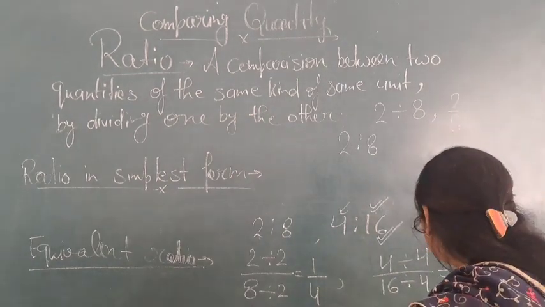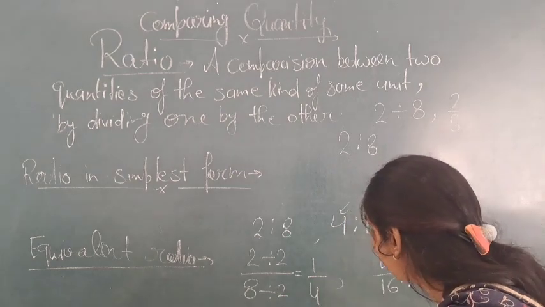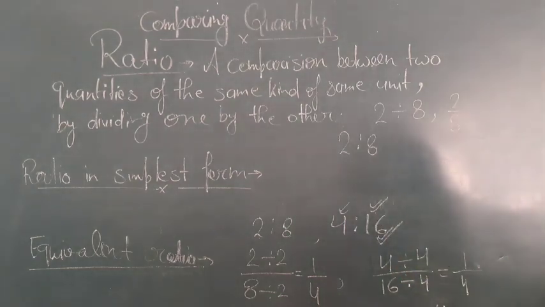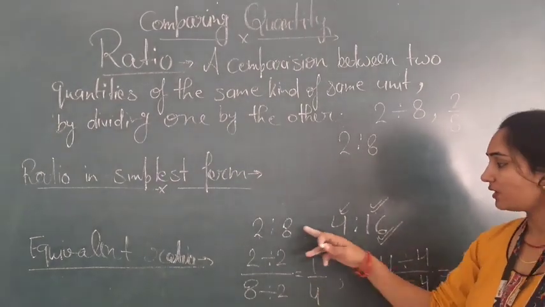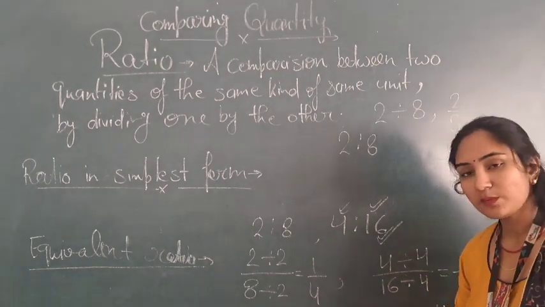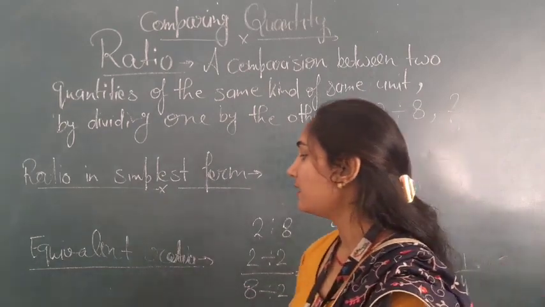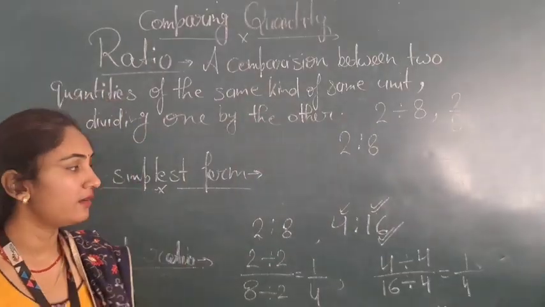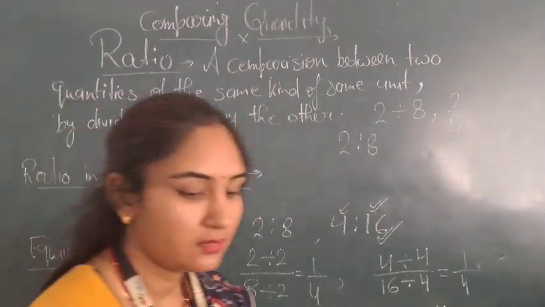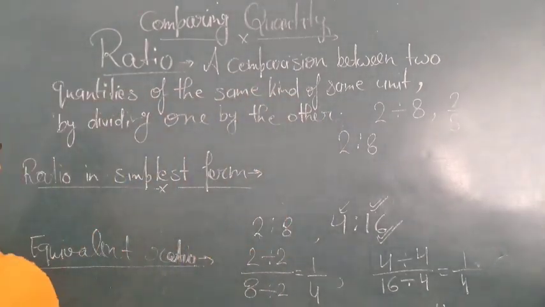We can check that both ratios have the same simplest form, 1:4 and 1:4. So we can say that these are equivalent ratios. Got it? Any doubts, students?